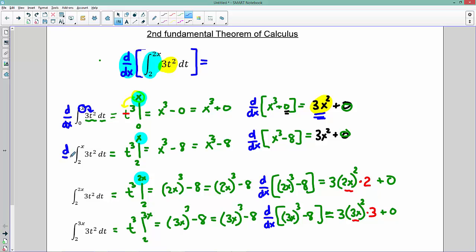Here, if I was to do this one, this x gets plugged into the t. Notice the only difference is 0 and 2. That made no difference whatsoever. You still get the same answer, right? So the x just replaces the t.